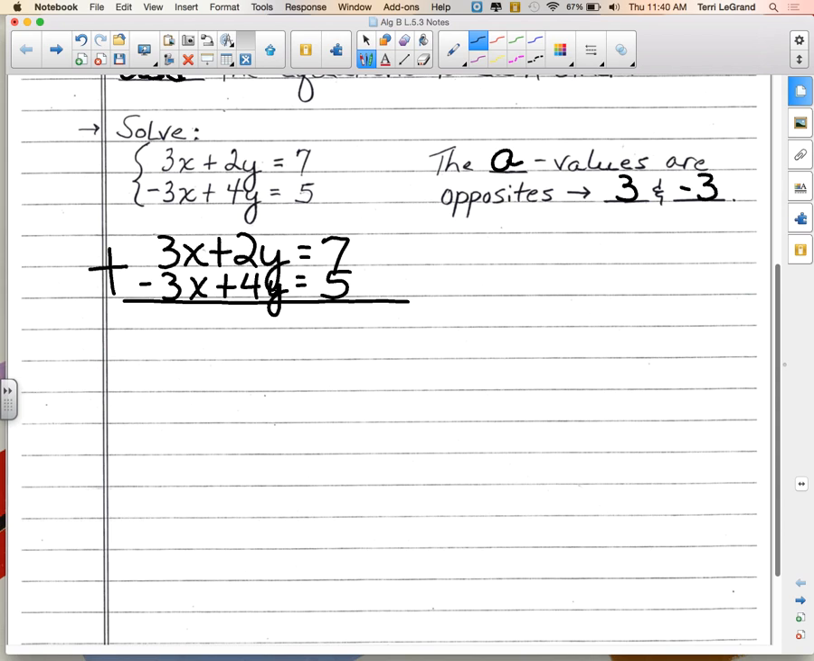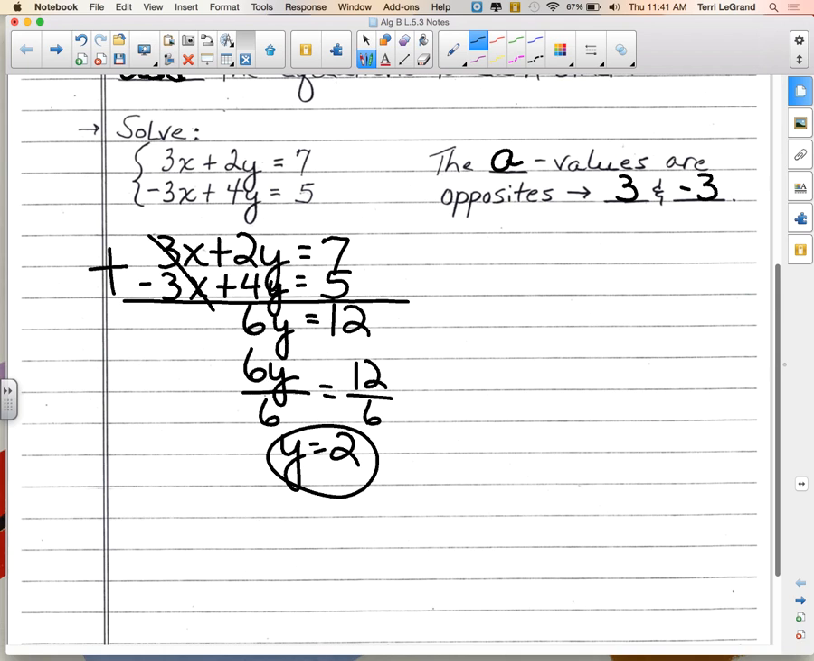3x plus negative 3x. What's that? 0. Okay, let's just cancel them out then. They're gone. What's 2y plus 4y? 6y. And 7 plus 5? 12. Okay, let's bring that 6y down, and what are we going to do? Divide by 6. y equals 2.